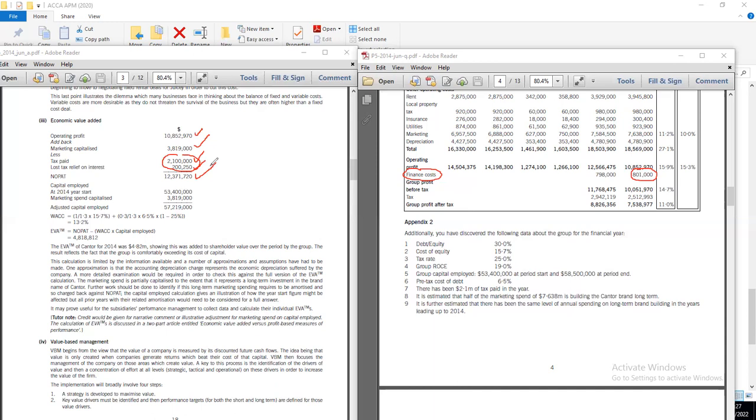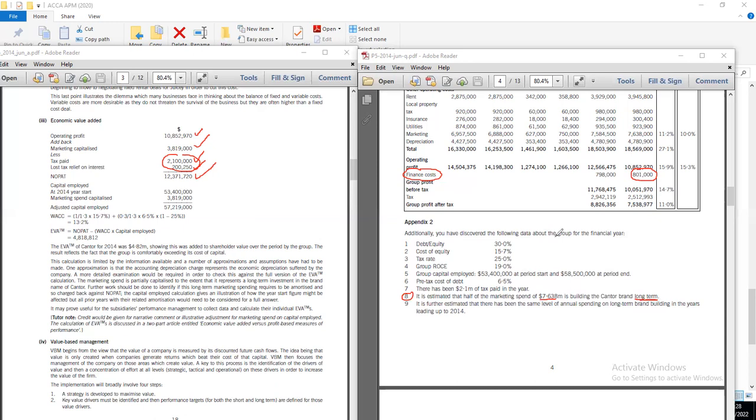So that's tax. Secondly, we know that there are items to be added back and items to be subtracted. In your exam, they don't give you a long list of these items. The examiners have been very reasonable. They only give you a few items. For instance, here, number 8: it's estimated that half of the marketing spend, half of this figure, is building the Canter brand long term. So half of this, we are going to add it back.